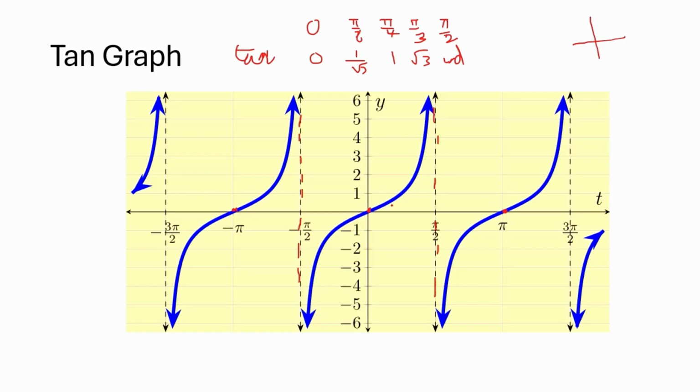And then at pi over 4, in the middle, it reaches 1. And then it just goes to infinity. And if you're going to the left, it goes to negative infinity. So I don't think there's going to be any questions, but take a look at this. Maybe try graphing one yourself.